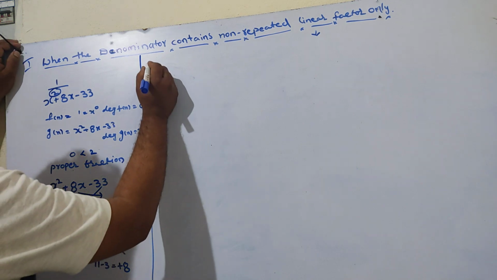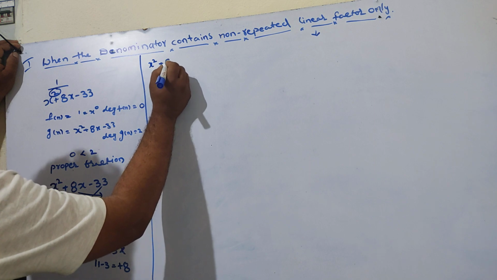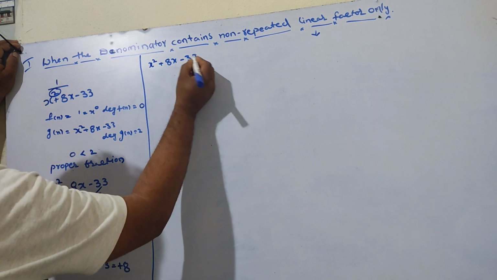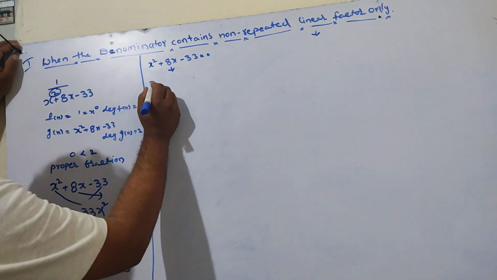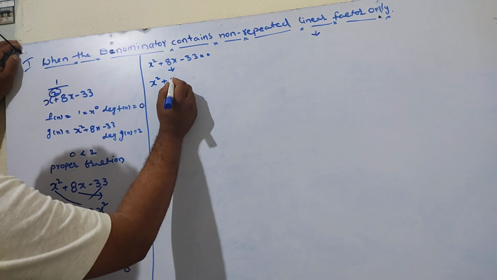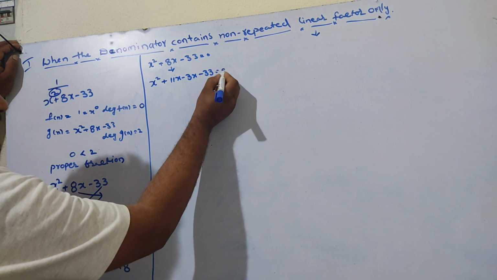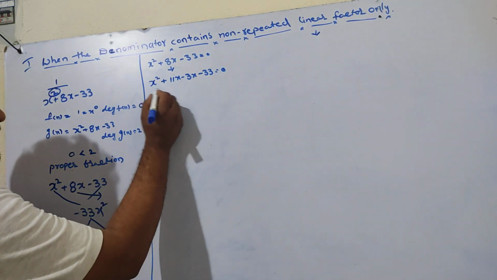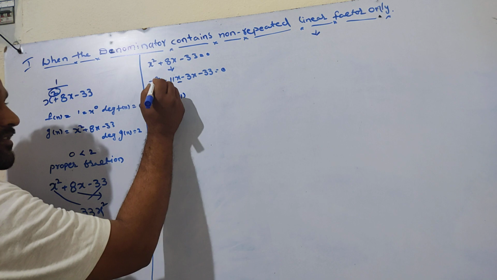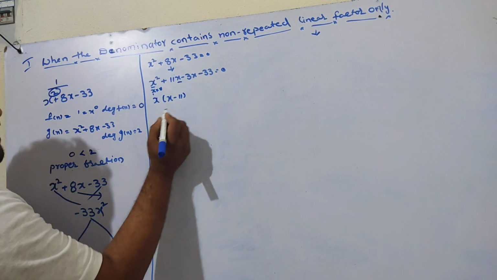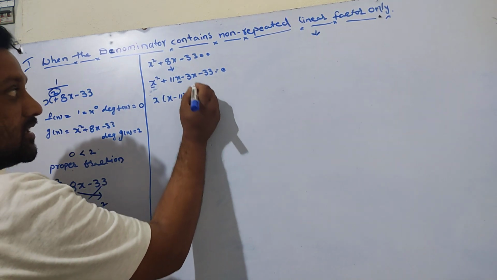What is the question? x square plus 8x minus 33 is equal to 0. 8x can be replaced by 11x minus 3x. So x square plus 11x minus 3x minus 33 is equal to 0. After that we take x common, that is x of x plus 11. Here I have x into x, 1x we are taking common, and x is left with the remaining 11. We are taking minus 3 common.